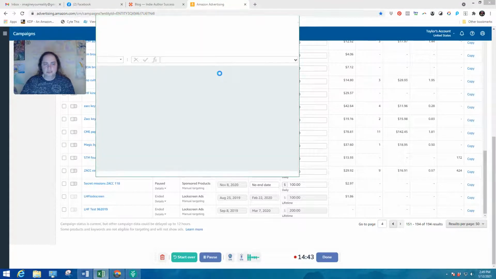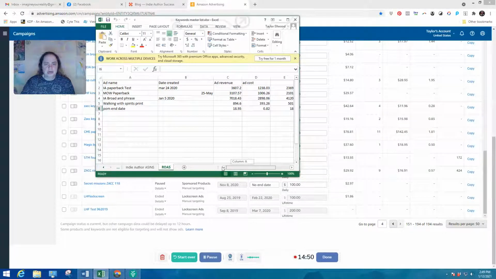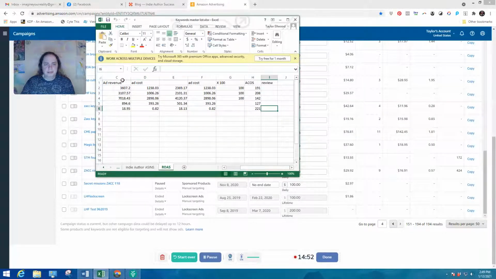So I'm going to pull up my keyword master list here. And you've seen this before. This is how I calculate my overall profitability, and I got it from Robert Ryan's Amazon Ads Unleashed. So I highly recommend that book if you don't have it already.